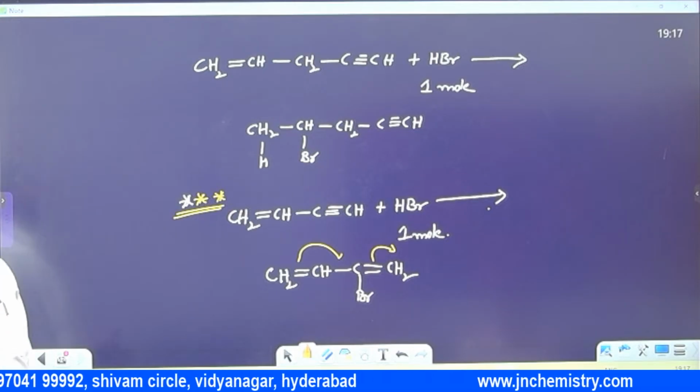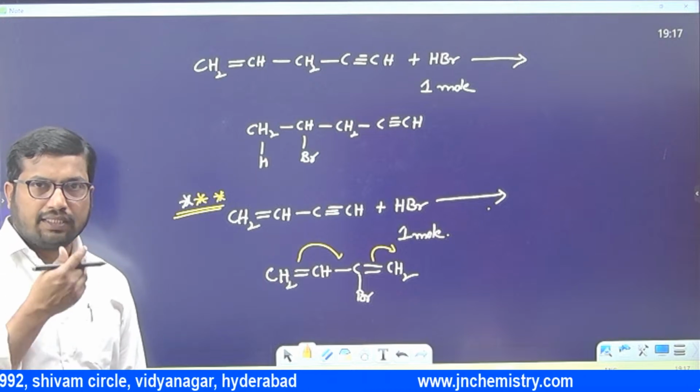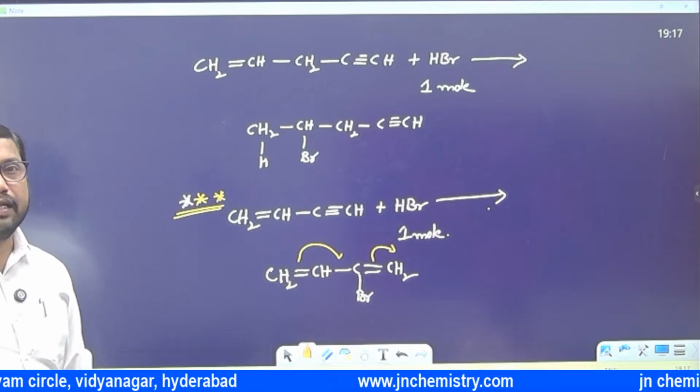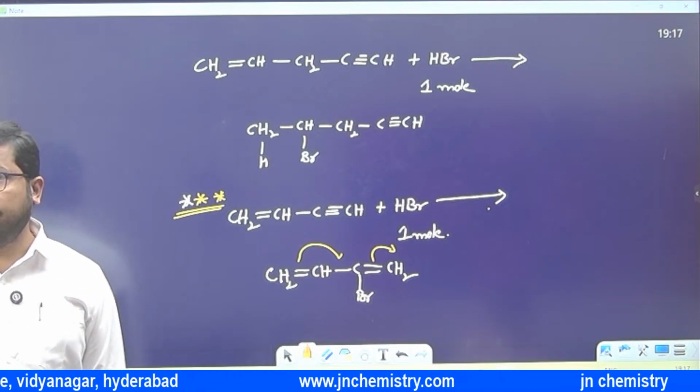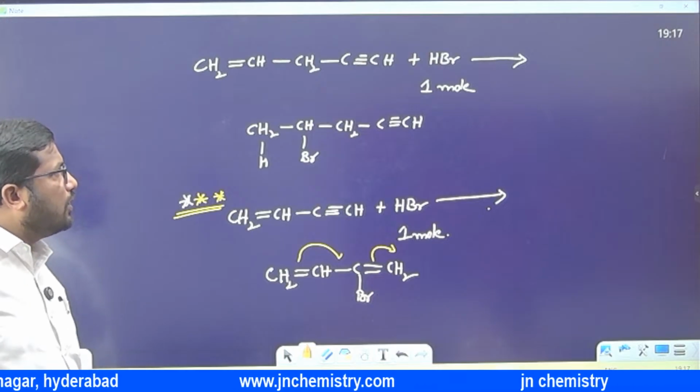If excess is given, the reaction takes place at all positions, but clearly we are mentioning a limited number, 1 mole of HBr.